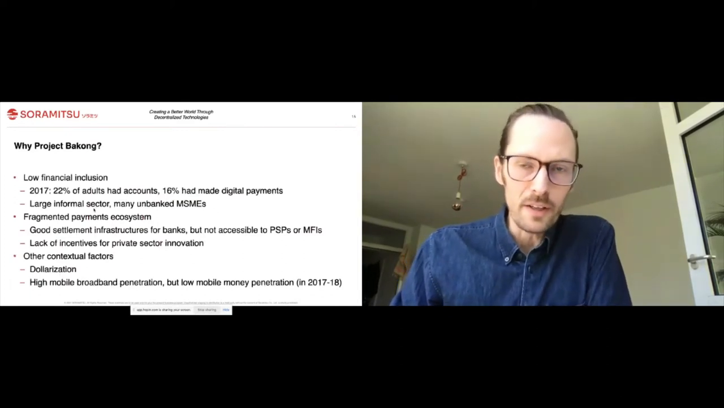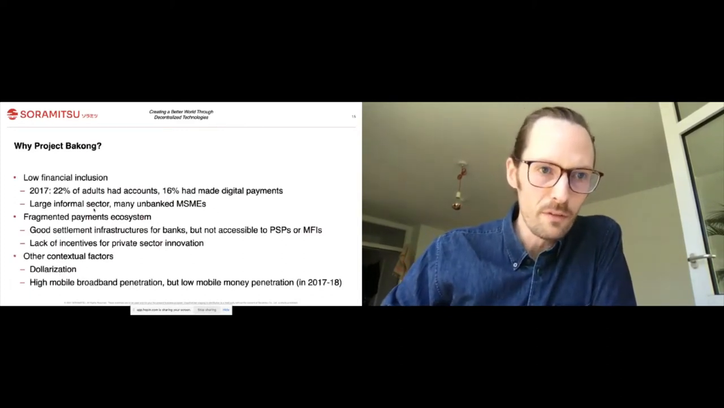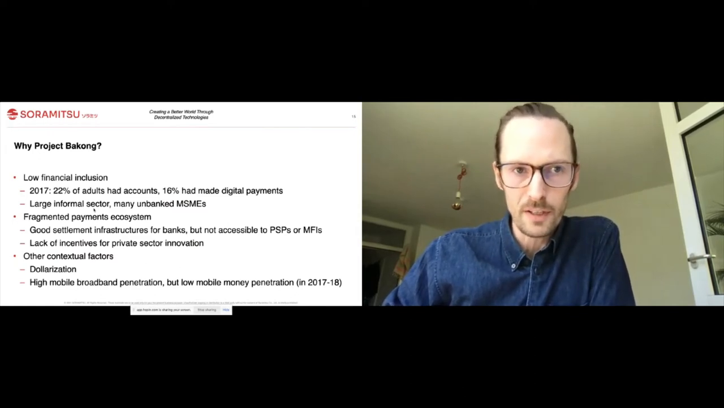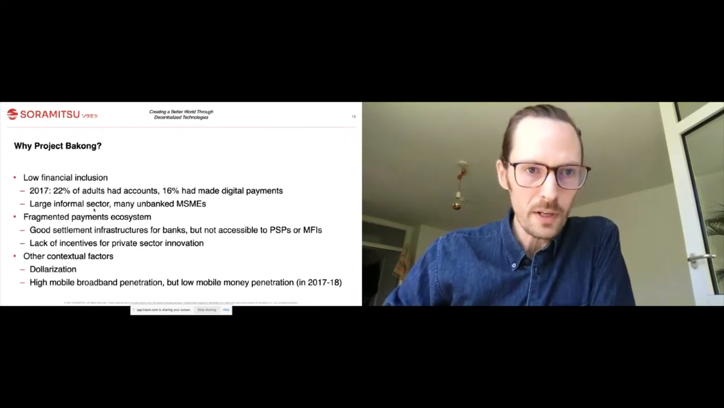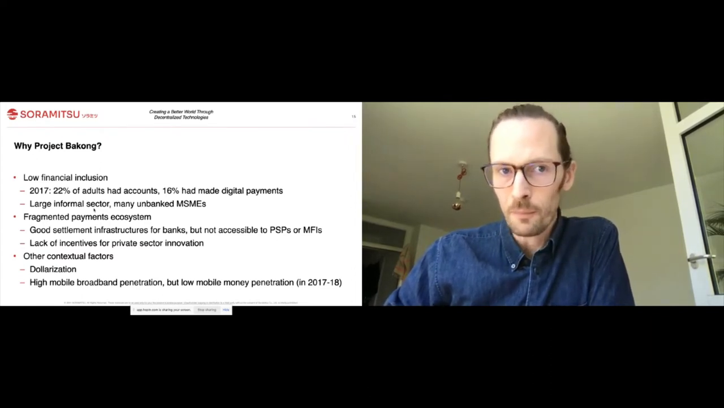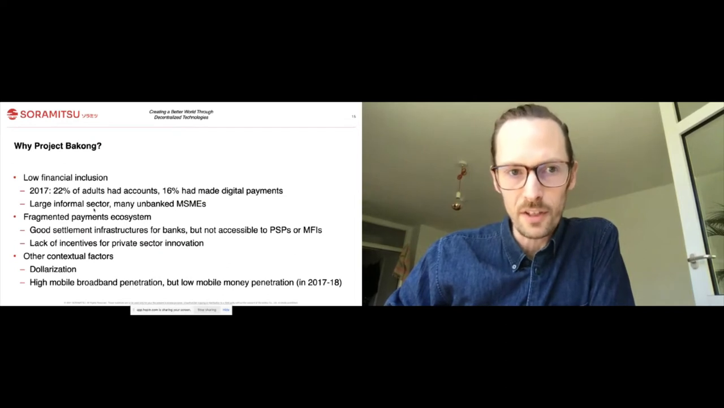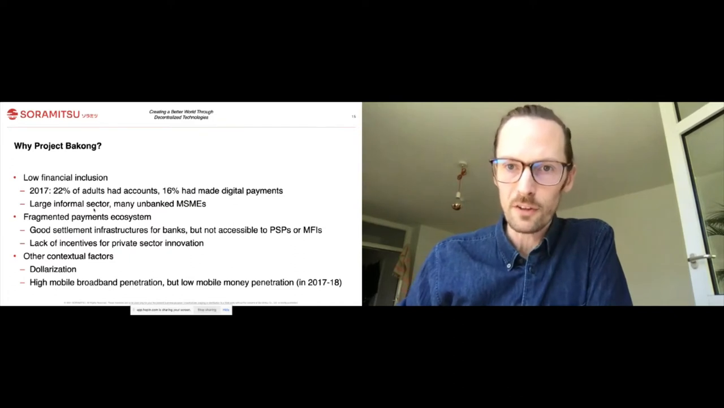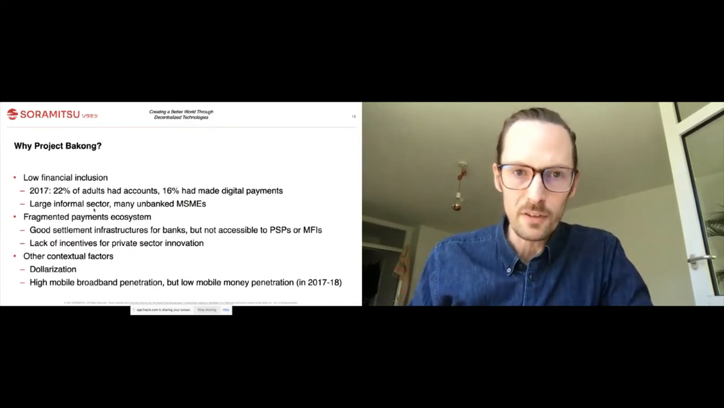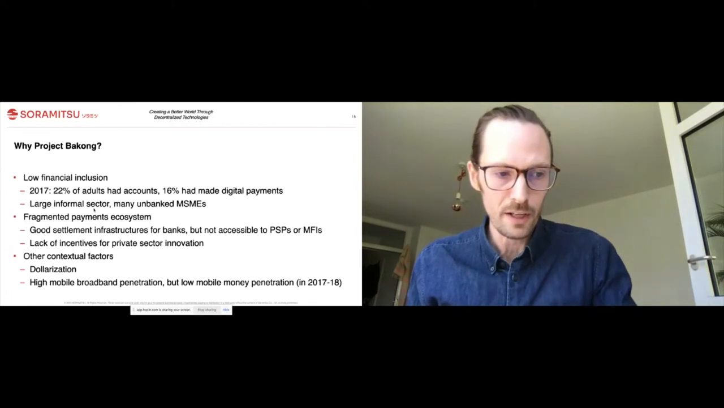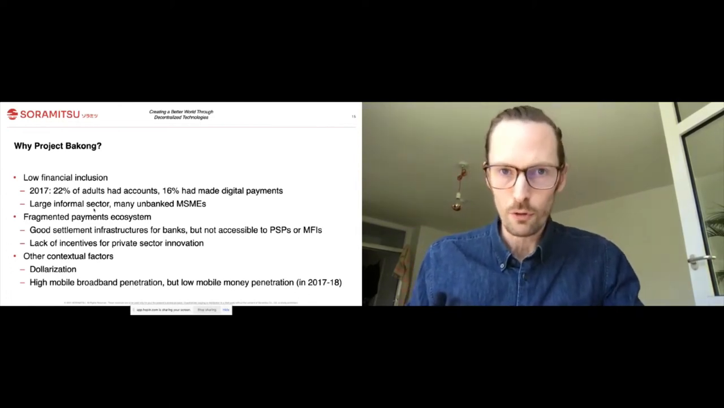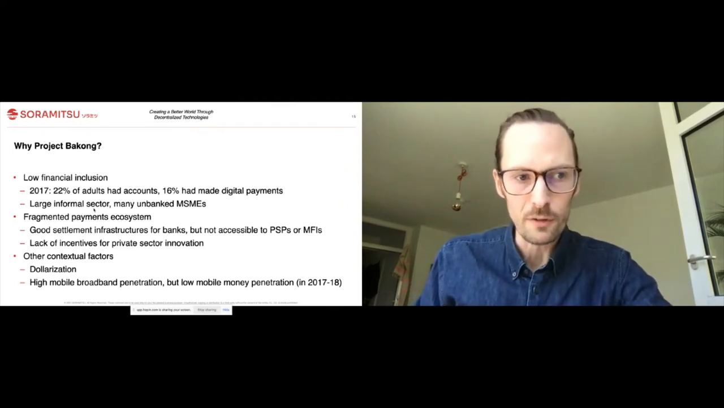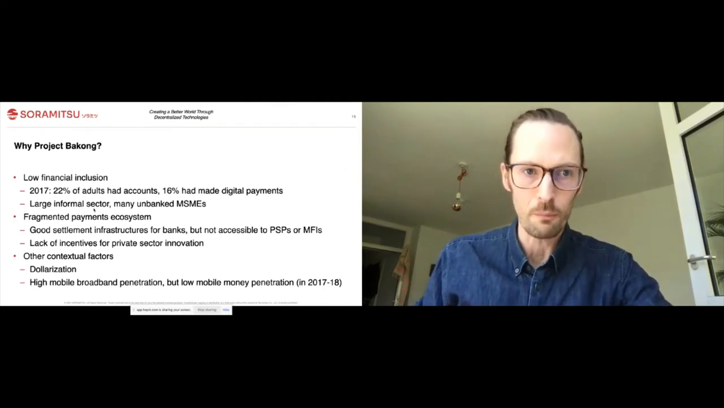So why Project Bakong in the Kingdom of Cambodia? Well, the first motivation was that in 2017, Cambodia suffered from very low financial inclusion. Only 22% of adults had accounts at all. I believe only 15 or 16% of adults had financial institution accounts, and only 16% had made digital payments. And this rate was even lower in rural areas, among women, among the poor, among the young and the elderly, and all of the other groups that normally suffer from poor financial inclusion.